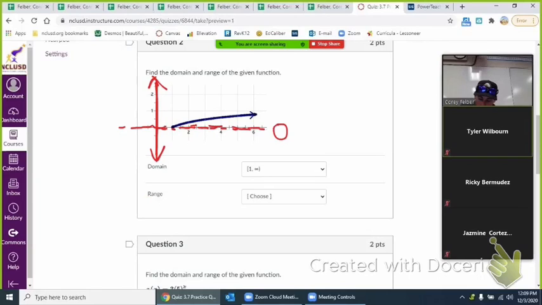If you follow the graph, it's kind of hard to tell, but notice that it keeps going up a little bit. It's going up and up and up. It's going to keep going up forever, and that means infinity. Since this dot was closed, the 0 should have a square bracket, and the infinity never does.